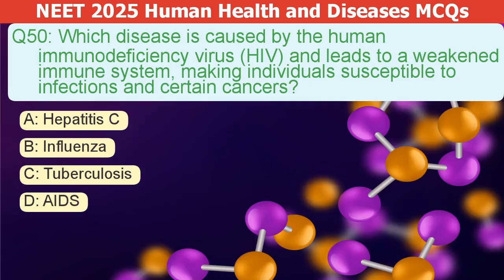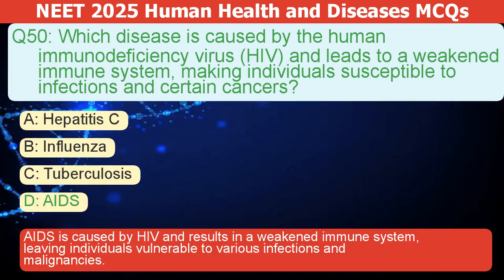Which disease is caused by the human immunodeficiency virus, HIV, and weakens the immune system, making people vulnerable to infections and cancers? A. Hepatitis C. B. Influenza. C. Tuberculosis. D. AIDS. The correct answer is D. AIDS is caused by HIV and results in a weakened immune system, leaving individuals vulnerable to various infections and malignancies.